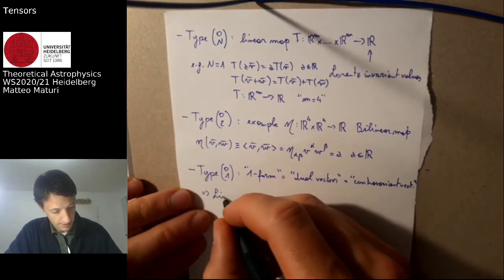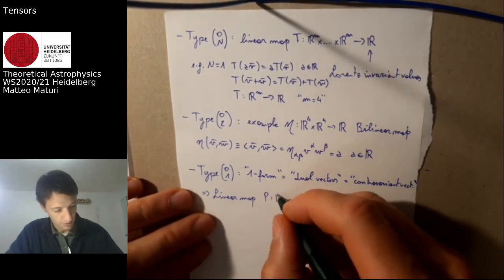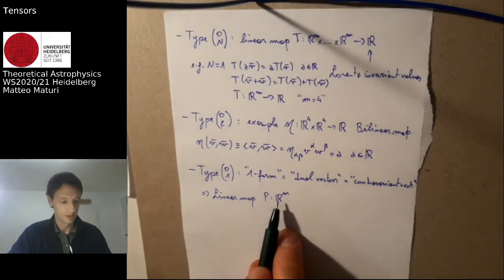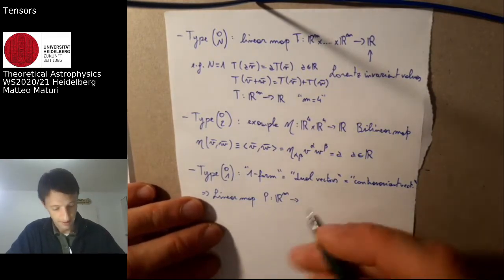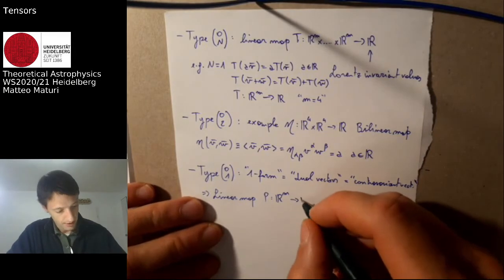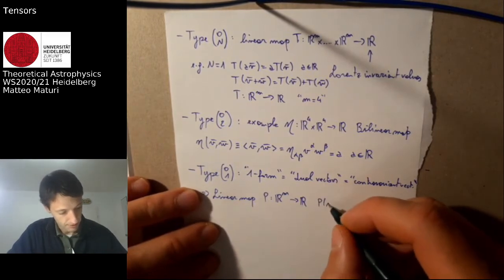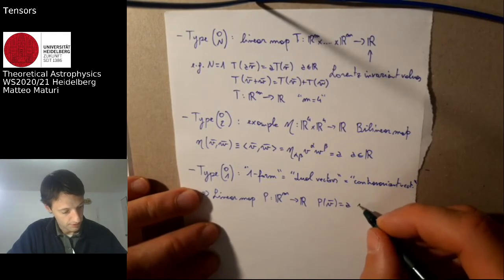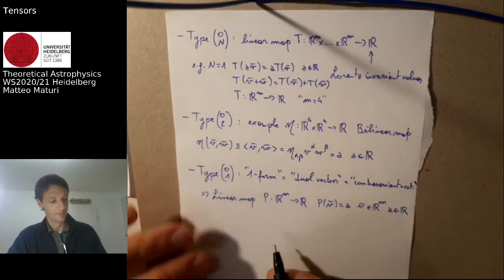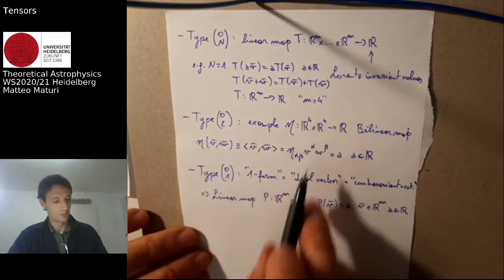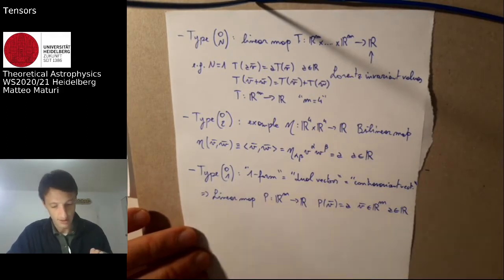So it is a linear map, and let's call it P, for example, that is going from R^M to R. It's swallowing as an input a vector of size M, because it is living in an m-dimensional vector space, and it's returning a scalar, and I define it as P(V) equal to A, with V belonging to the vector space, as I said, and A being a real number. Right? It's just a linear map. As I did with the other one, it could be a linear map, bilinear map, trilinear map, and so on and so forth. In this case, 1, and it's only a linear map.